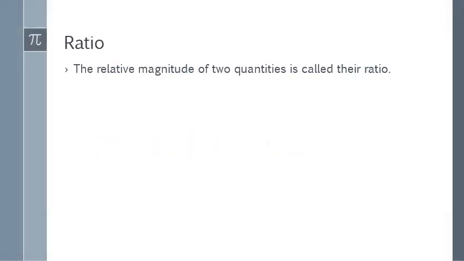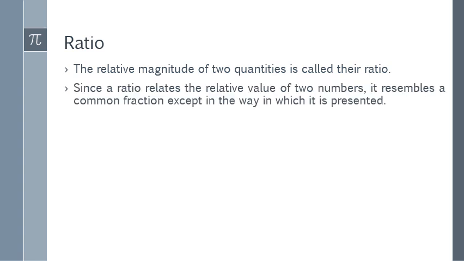So firstly, what is ratio? The relative magnitude of two quantities is called their ratio. That means if we have two quantities, what will be the magnitude of these quantities? Now, since a ratio relates the relative value of two numbers, it resembles a common fraction except in the way in which it is presented.